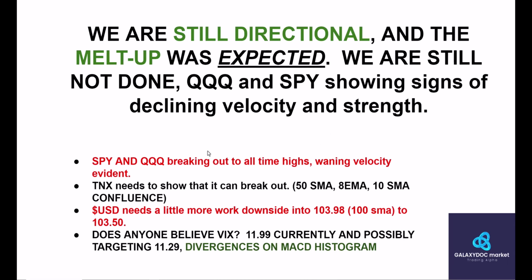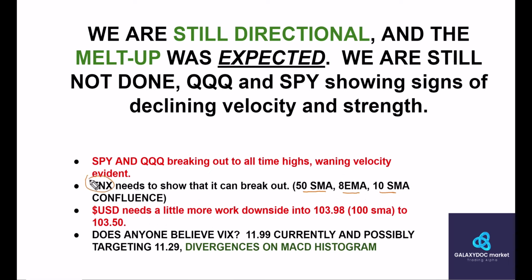Okay, so in summary, we're still directional, and the melt-up was expected, and we called it. I think it's just not time to go all in short. We're still not done. Okay, QQQ and SPY showing signs of declining velocity and strength and momentum, but that could stay that way for a while. So SPY and QQQ is breaking out to an all-time high. Waning velocity is evident, though. TNX needs to show that it can break out. There is a confluence of these 58 and 10 SMA confluence that it needs to get over. But I think we need to pay attention.